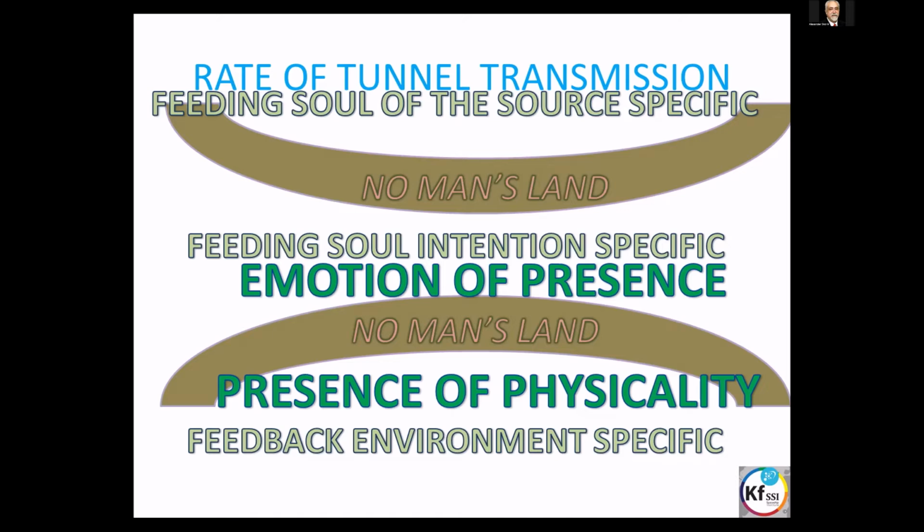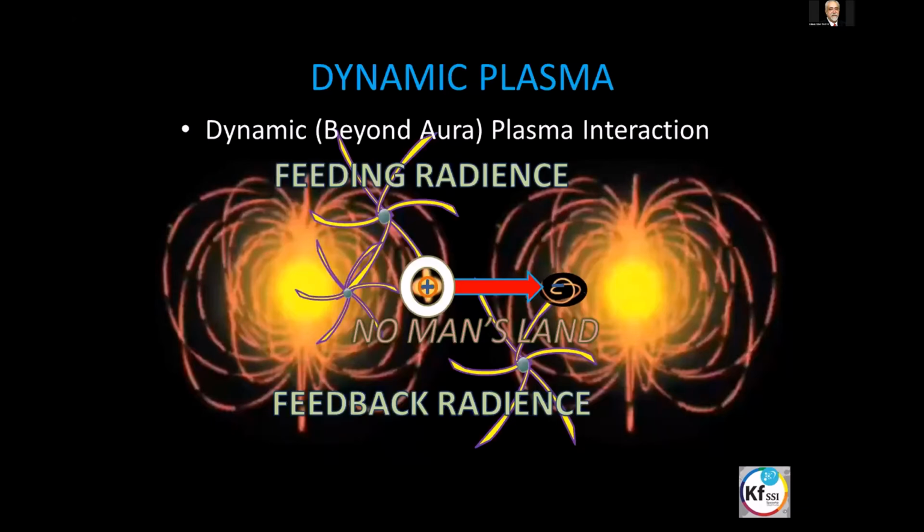So when you create a maggrav condition, and that will be in the center of these two no man's lands, the emotion of presence. So the emotion of presence represents motion and emotion. And there's something missing. And that's dynamic plasma beyond the aura, the plasma interaction.